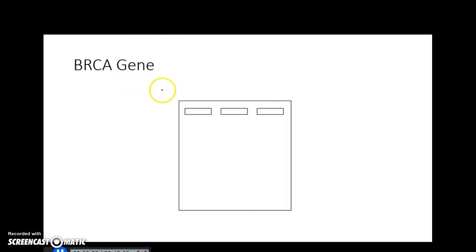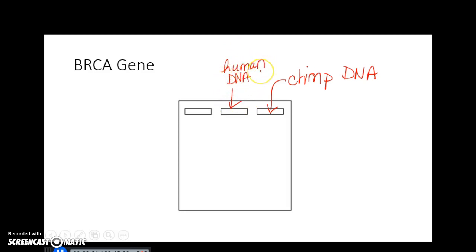Okay, so what does it look like when we're done? So let's say we were testing to see if chimpanzees have the BRCA gene. So here's what we do. We would take the DNA once it came out of the thermal cycler, and we would put it in a gel, okay? Chimp DNA. Okay, and we would want to make sure we ran a couple controls. So we would run, for instance, the human DNA here, because we already know humans have the BRCA gene.